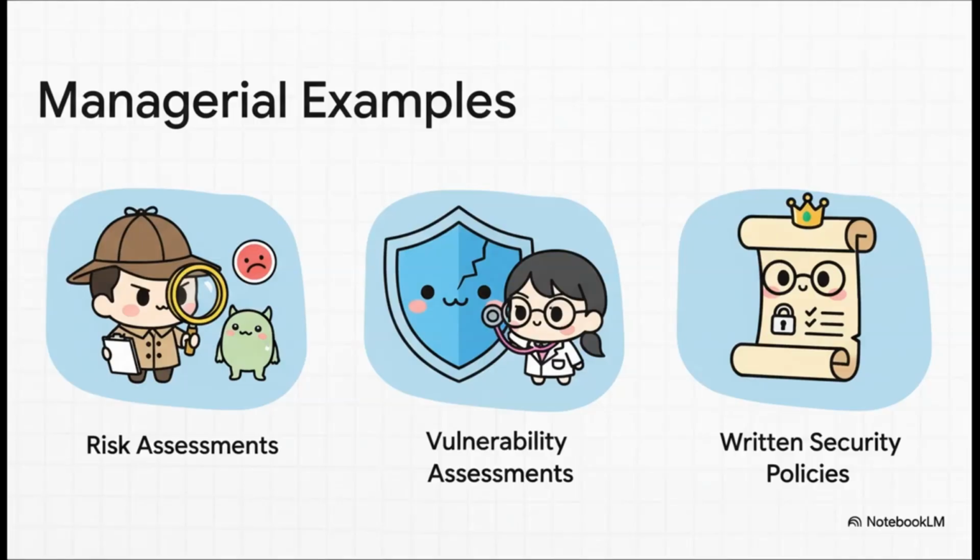Well, key examples include risk assessments, where we decide how serious threats are, vulnerability assessments, where we plan how to look for weaknesses, and of course, the big one, the written security policy, which is basically the organization's official rulebook.